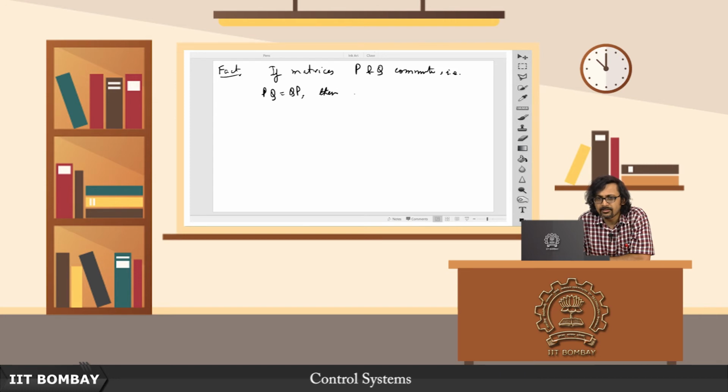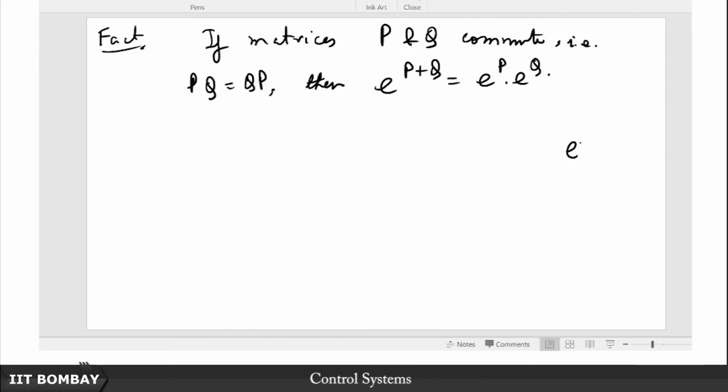Then we have e to the p plus q is equal to e to the p times e to the q. Notice this is something very different from the usual conventional exponential function. In the conventional exponential function, we know that we have e to the x times e to the y, where of course x and y are scalars. Then we know that we can easily write them as e to the x plus y.